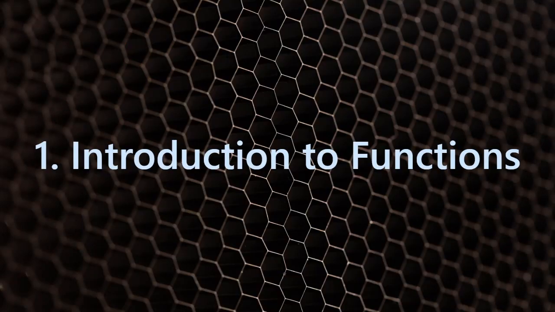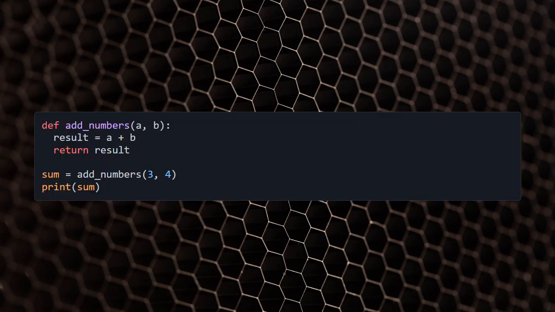Let's start by understanding what a function is. A function is a reusable piece of code that performs a specific task. It takes inputs, called parameters, and returns an output, called a result. Functions are useful for organizing and separating concerns within a program.